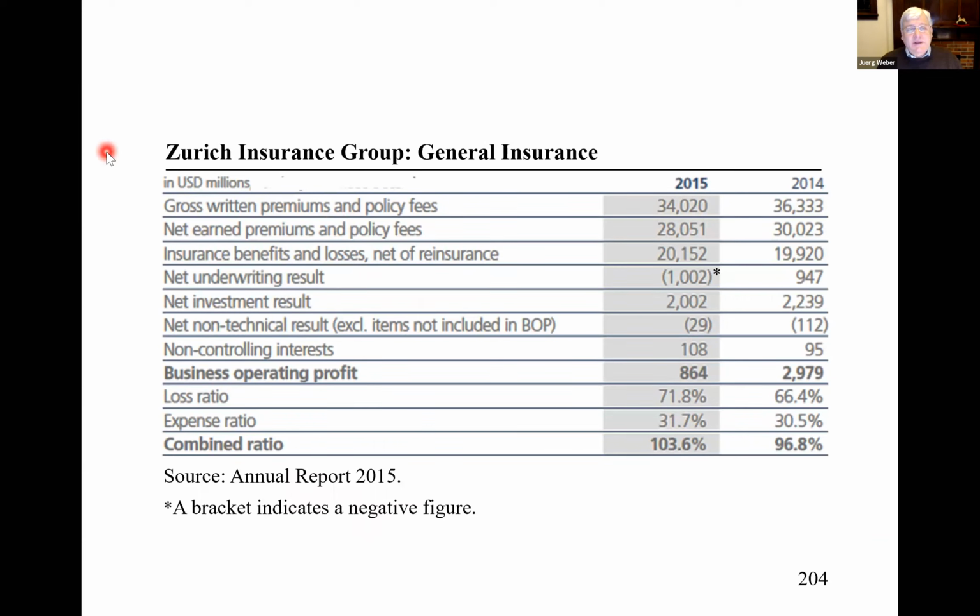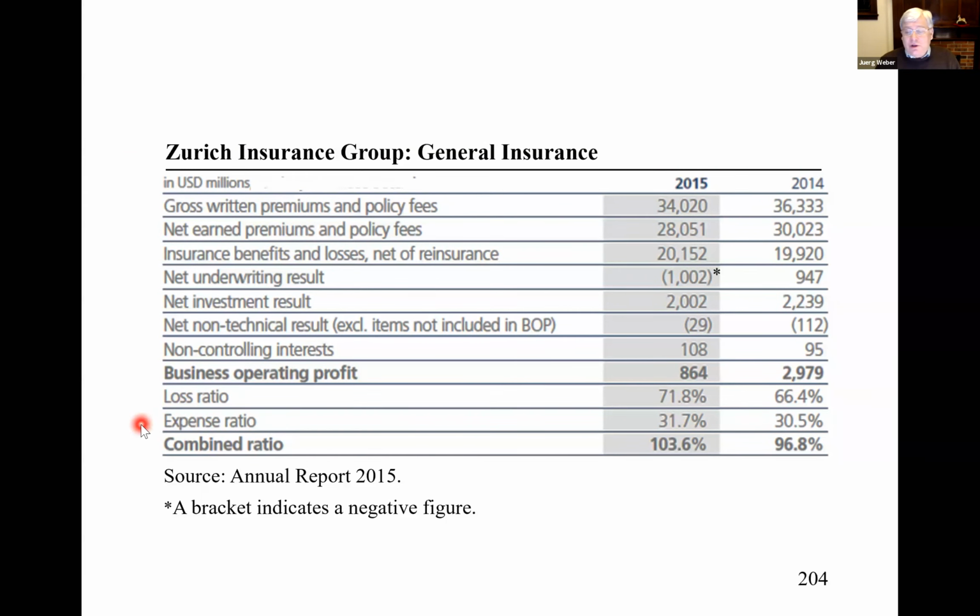I have here some data from Zurich Insurance. Zurich Insurance is a large insurance company. It's headquartered in Switzerland. It's a Swiss company, but it also was active in South Africa. Down here, let's begin with the ratios. The loss ratio of Zurich Insurance is 71%. So that's a ratio of payments for insurance claims relative to the premium income. And then you have here the expense ratio. That's 31%.